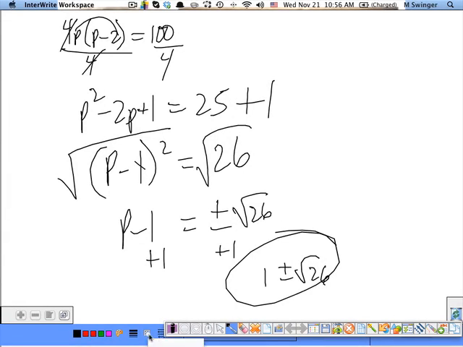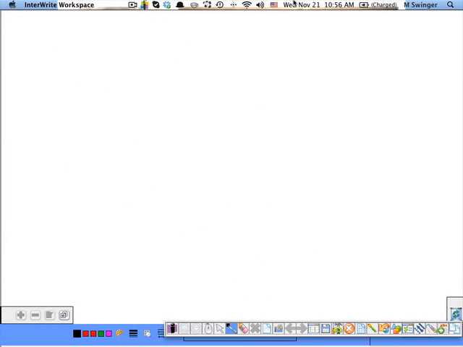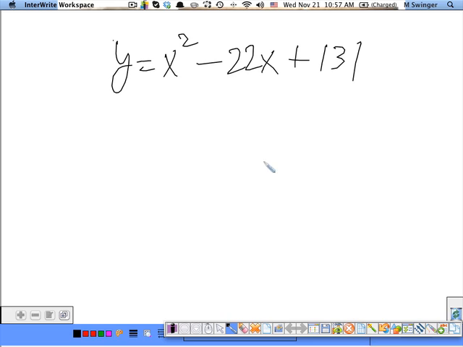Let's do this one together, or you do it. I can make up anything here. Let's see. y equals x squared minus, I'll keep it easy, 22x plus 131. There. Put this in vertex form. Remember those directions. Put this in vertex form.